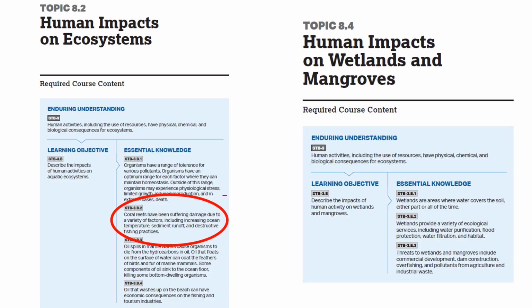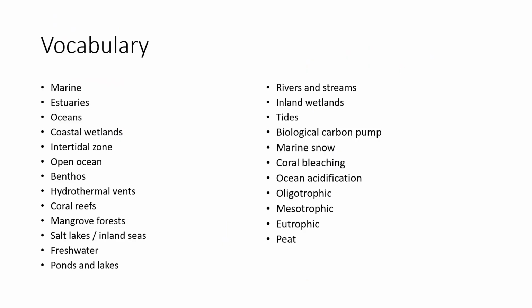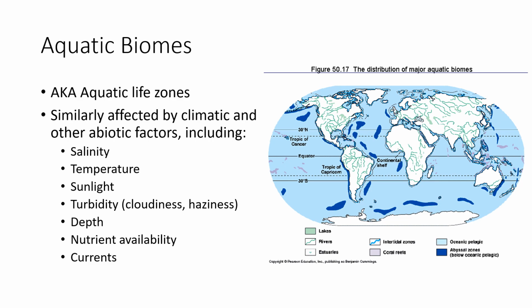For the one on the left, it's really just focusing in on this coral reef section, but then the entire thing on the right on the impacts of wetlands and mangroves. Here's the vocab. This slide is just copied and pasted from the previous PowerPoint, but I wanted to refresh you that these biomes that we're going to talk about are going to be different from one another based off of salinity, temperature, sunlight, turbidity, depth, all of those different things. Keep those in mind even if we don't specifically address them in each of the biomes moving forward.